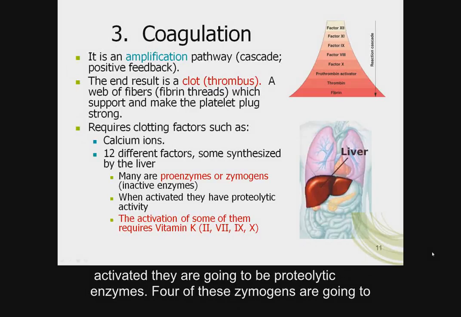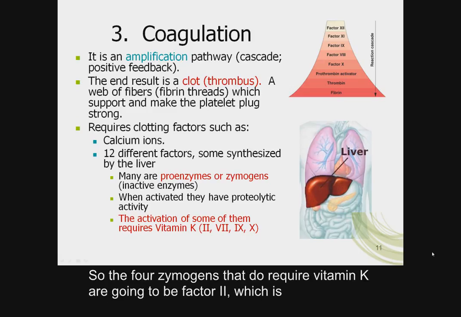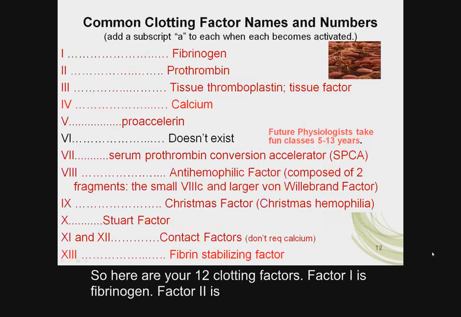4 of these zymogens are going to require vitamin K. Vitamin K deficiency and coumadin will be discussed in the next segment. So the 4 zymogens that do require vitamin K are factor 2, which is prothrombin, factor 7, factor 9, and factor 10. These are your 12 clotting factors.